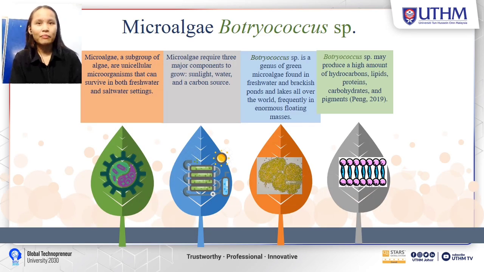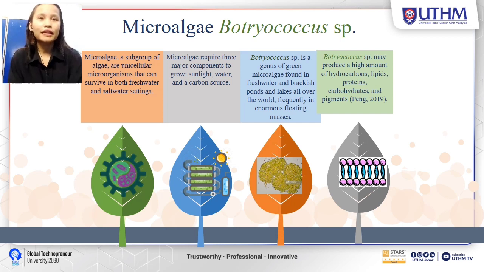Moving on, we're going to talk about microalgae Botryococcus species. Microalgae is a subgroup of algae that are unicellular organisms that can survive in both freshwater and saltwater settings. Microalgae require three major components to grow: sunlight, water, and carbon source, and also essential nutrients.